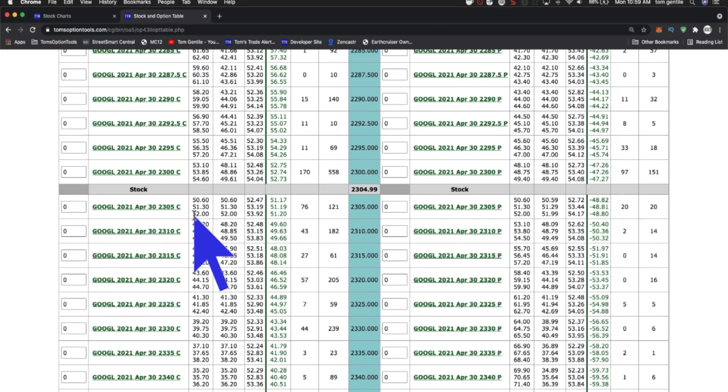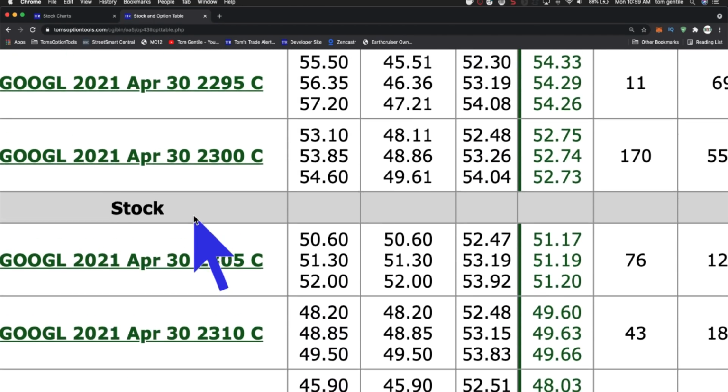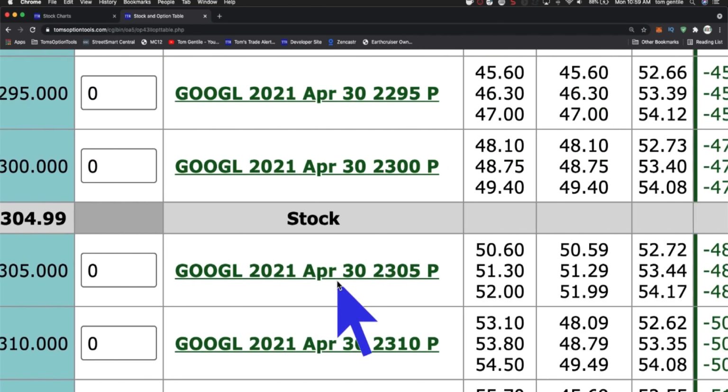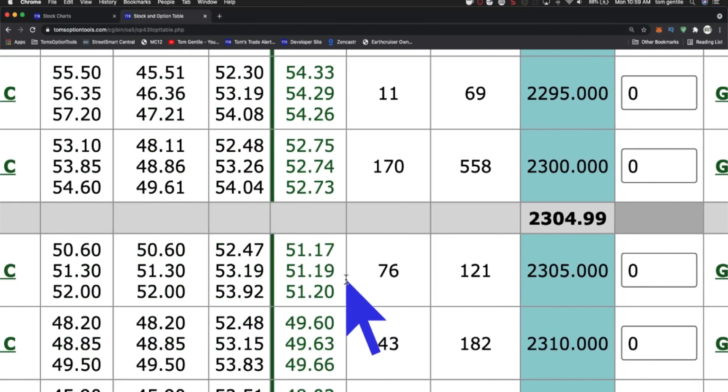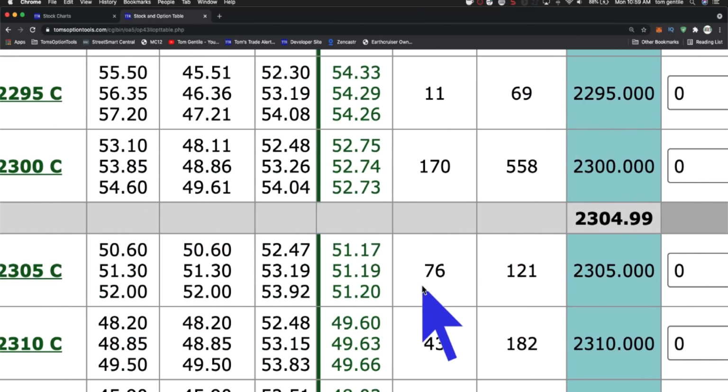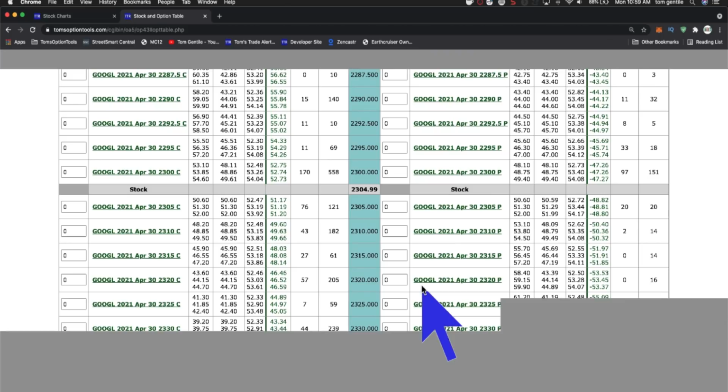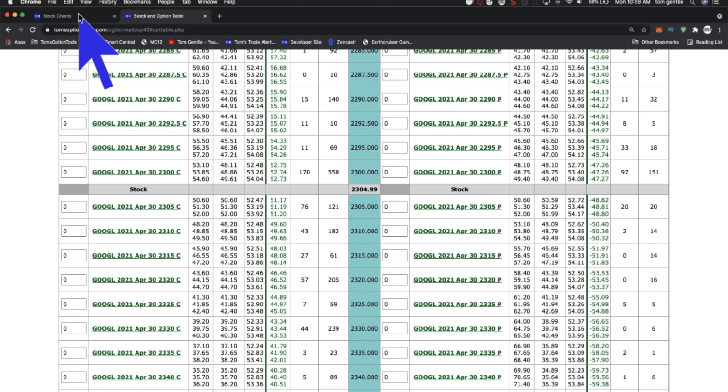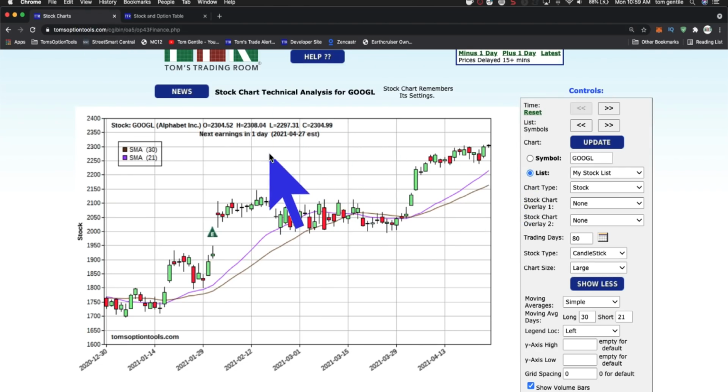The 2305s, all right? Roughly, 2305 calls are 51.30, 2305 puts 51.30, right down the middle. So we're really looking at about $102, $103. So back to the chart. If we look at $102 above and below, we're looking at something north of 2,400 and something south of 2,200.